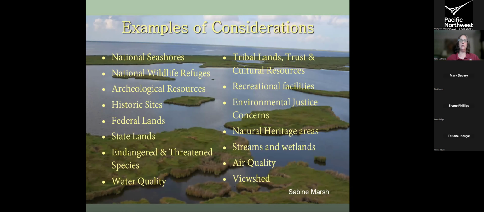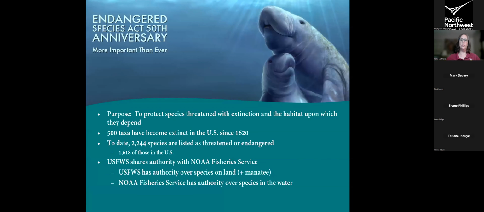But today I'm going to be talking about the Endangered Species Act, which turned 50 this year. And the purpose of the Endangered Species Act is to protect species threatened with extinction and the habitat upon which they depend. We share authority with the NOAA Fisheries Service. In general, U.S. Fish and Wildlife Service has authority over species on the land, and NOAA Fisheries has authority over species in the water. And that's a big generality because there are other exceptions to that.